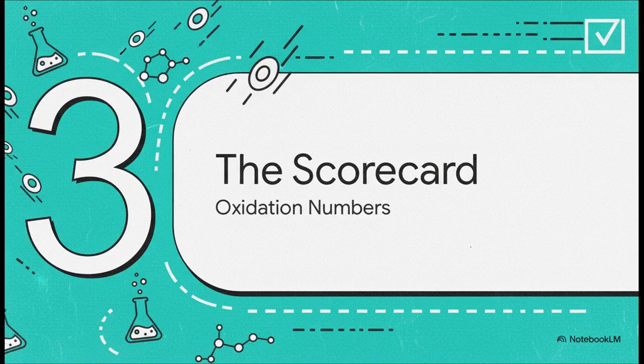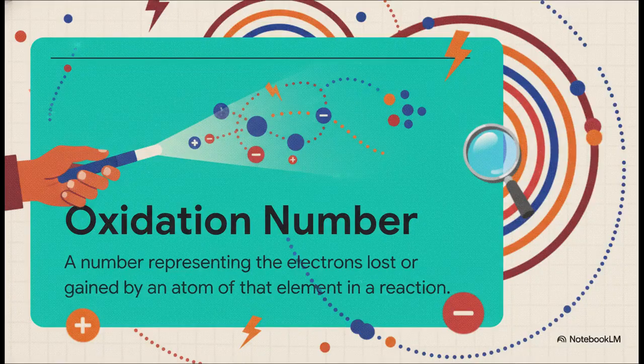All right, so with all these electrons flying back and forth, how in the world do you keep track of it all, especially when the reactions get really complicated? Well, we use something that's kind of like a chemical scorecard. And that scorecard is our main tool, the oxidation number. Now, don't let the name scare you. It's just a number we assign to an atom to help us track whether it's gaining or losing electrons. Think of it like a charge counter for every single atom in the reaction.